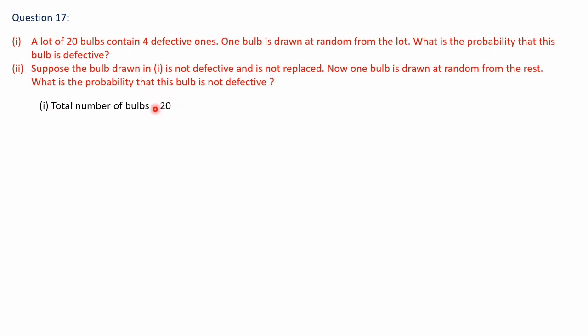The total number of bulbs we have is 20 and the defective ones given to you are 4. The question is direct: what is the probability that this bulb is defective if you have taken one bulb? Here the favorable one is the defective bulbs, because that is what the question asks. So the numerator is 4 divided by the total number of outcomes 20. So the probability of getting a defective bulb is equal to favorable outcomes divided by total outcomes. The favorable one is 4, so 4 divided by 20. Direct cancellation can be done with 4. 1 divided by 5 is the answer, because 4 and 20 we can cancel 5 times.